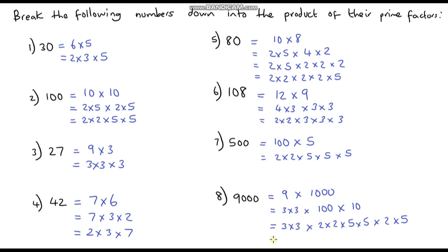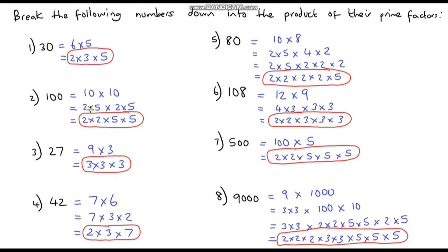And if we just put this in numerical order, we've got 1, 2, 3 2s. So 2 times 2 times 2. We've got 2 3s. 3 times 3. And we've got 1, 2, 3 5s. So 5 times 5 times 5. So let me just circle all of the answers just to make it clear. So notice how each of these numbers I've broken down into prime factors. All of these numbers that make up our whole number are prime numbers.